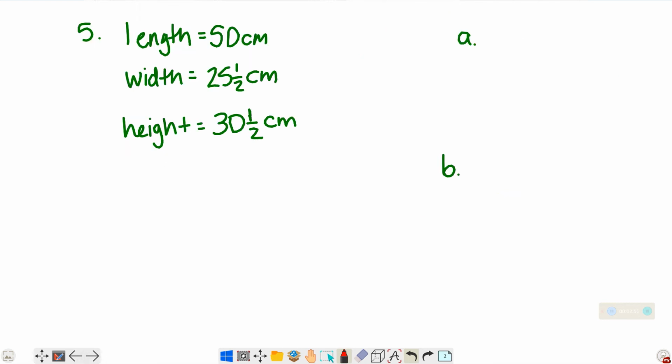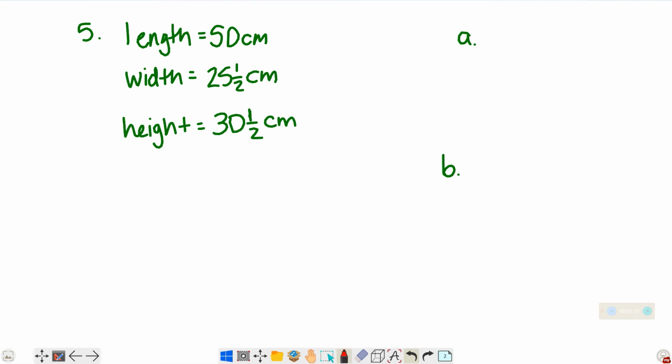Moving on to question 5. Question 5 says, an aquarium in the shape of a rectangular prism, so just like the problem before, same type of shape, has the following dimensions. The length is 50 centimeters, the width is 25 and a half, and the height is 30 and a half. Write a numerical expression to represent the volume in two different ways and explain what each represents.